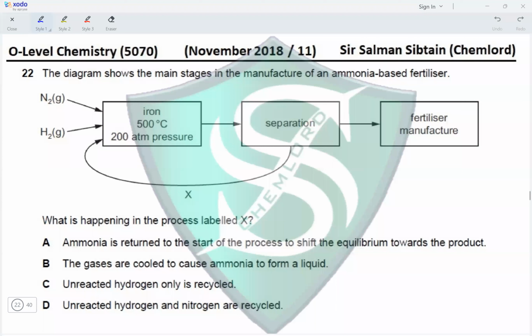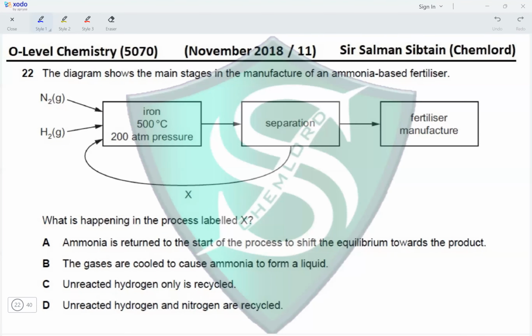Question 22. The diagram shows the main stages in the manufacture of an ammonia-based fertilizer. Nitrogen and hydrogen gas are present in the presence of iron at 500 degrees Celsius and 200 atmospheres. Then they are separated and fertilizer is manufactured. So the first part, the one represented by X, is part of the Haber process. What is happening in the process labeled X?